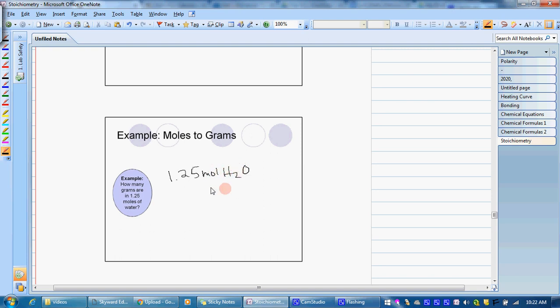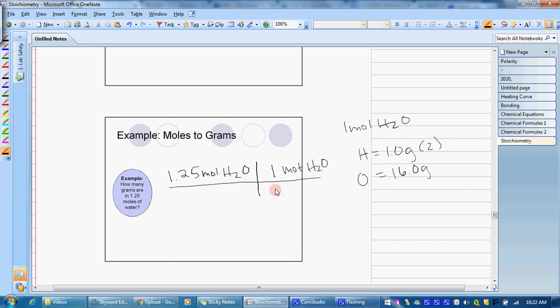Always when you write this down, put your label and put the substance, because eventually we're going to be changing from one substance to another, and you need to keep track of what you're doing. So here again we know that 1 mole of water is going to be equal to its atomic mass. So hydrogen weighs 1.0 grams, and there's 2 of those. And we know that oxygen weighs 16.0 grams, and there's 1 of those. So we know for every 1 mole of water, there is 18.0 grams of water.